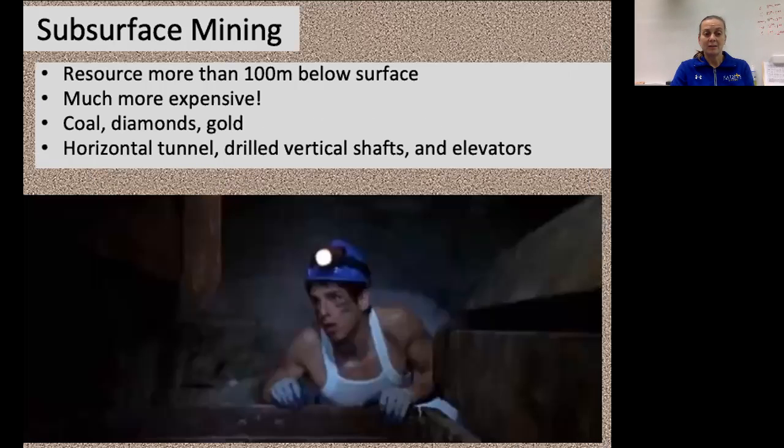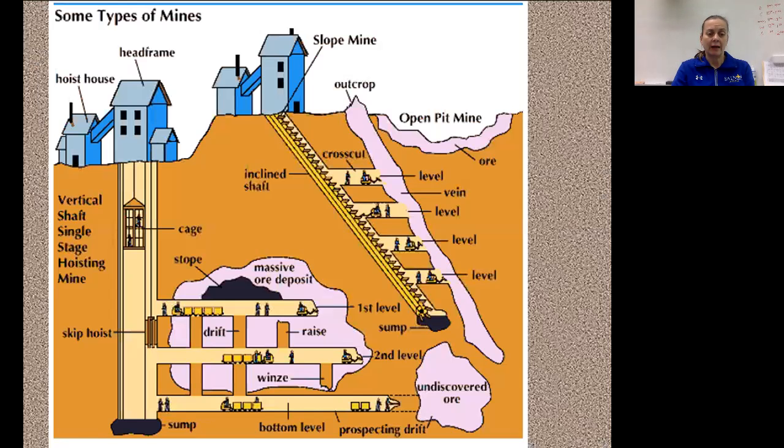Okay, so moving on to subsurface mining. Now we're talking about a resource that's more than 100 meters below the surface. It is much more expensive. It is also, generally speaking, much more dangerous for the people involved. Diamonds, gold, and coal are very commonly mined this way through subsurface mining. There are lots of different forms of subsurface mining. All of them involve tunnels, whether those tunnels are horizontal, vertical, or even at an angle.